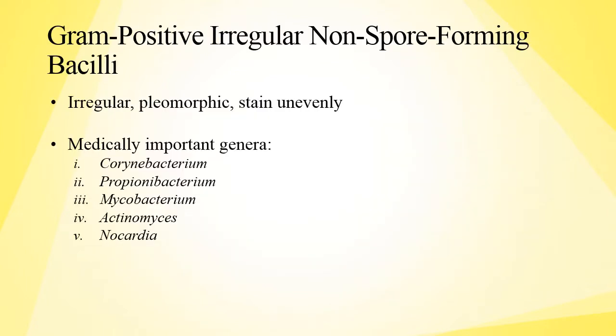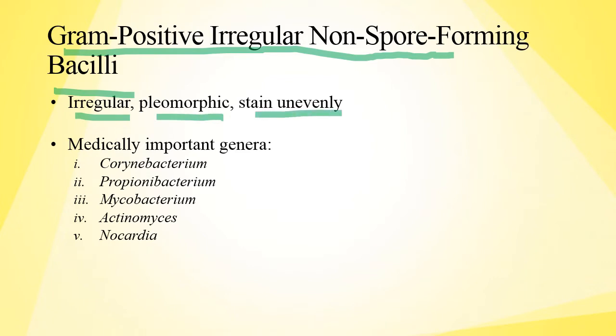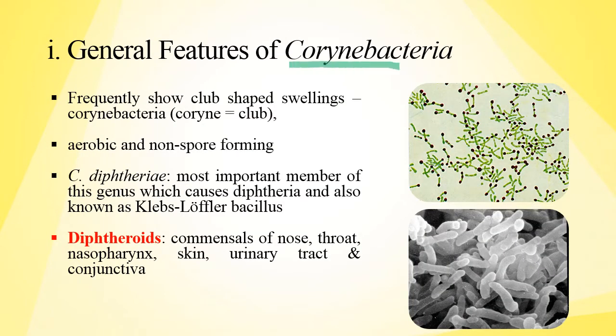Okay, let's start with the gram-positive irregular non-spore forming bacilli. As the name mentions, they are irregular, pleomorphic, and stained unevenly. These are the important genera for this cluster. Let's start with Corynebacterium. Corynebacterium frequently show a club-shaped swelling. If you see the picture here, the purplish balls, that is what we call a club. They are aerobic and non-spore forming bacteria.